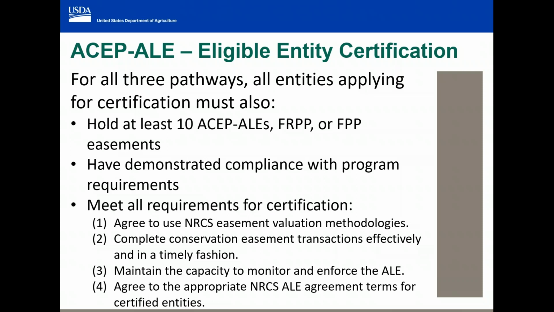But of those 25, at least 10 of those would have been evidence of interaction with this particular federal program or its predecessors. Similarly, to qualify for certification, the entity needs to have demonstrated compliance with the program requirements as part of the easements that it holds currently under the ALE or predecessor programs, and then meet all the other various requirements for certification, including things like agreeing to use NRCS easement valuation methodologies, an assessment of timeliness in transactions, maintaining the capacity to monitor and enforce the easements, and otherwise demonstrating an ability to comply with the various easement requirements.